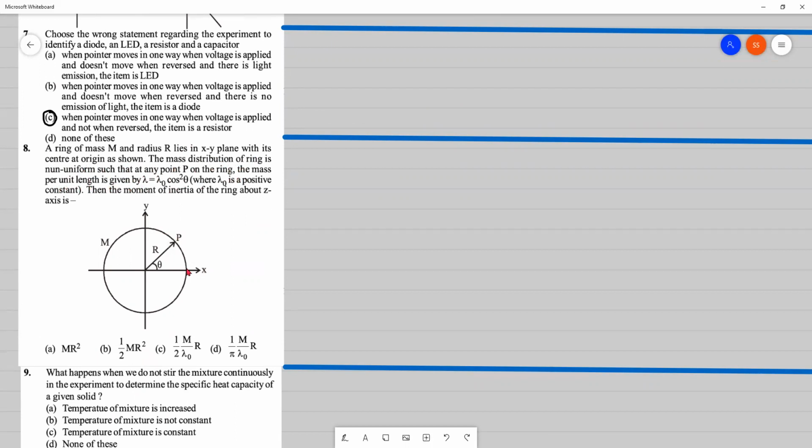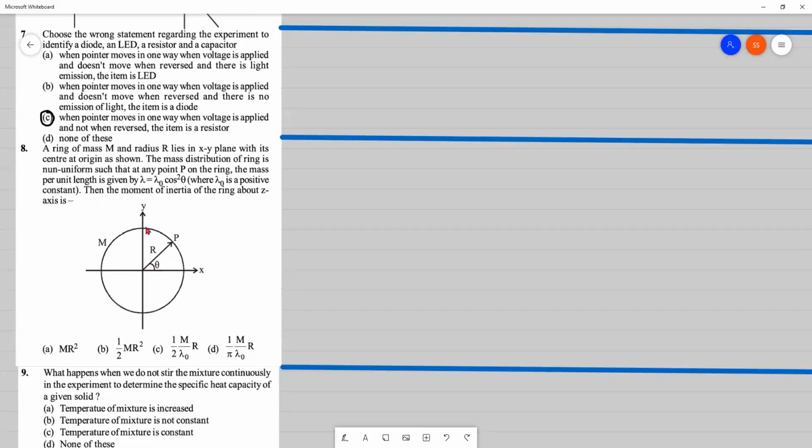It starts with its maximum at this point and then it decreases and becomes zero here. And then again it becomes maximum here. Because it's a cos square theta, it doesn't take a negative value. So it's a varying mass. But the thing here is, even though it is a varying mass, all the masses are located at the same distance from the center. So the total mass is going to be m, and the answer should be m r squared only.